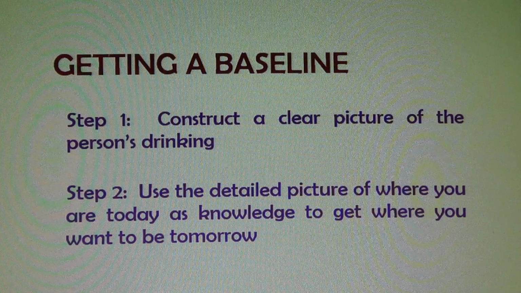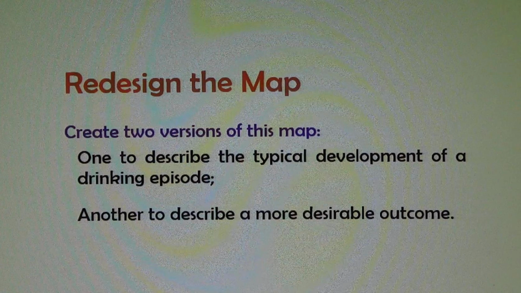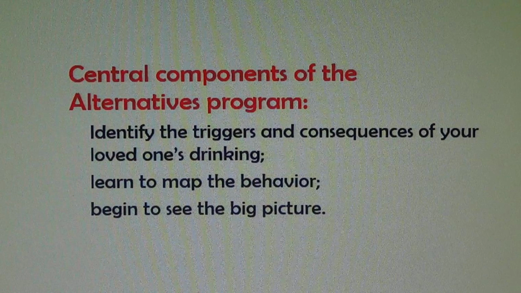By identifying your loved one's drinking triggers, signs, and consequences at baseline, you can begin to start drawing your map. You can create 2 versions of this map. One to describe the typical development of a drinking episode, and a second to describe a more desirable outcome. For now, begin planning the changes that you can make. As you increase your understanding of CRAFT, you can design new approaches with more effective strategies. The central components of these alternatives, as we call them, are identify the triggers and the consequences of your loved one's drinking, learn to map the behavior, begin to see the big picture.